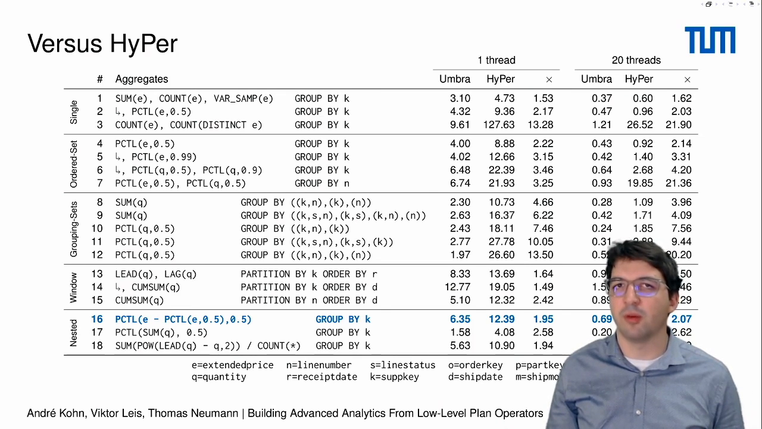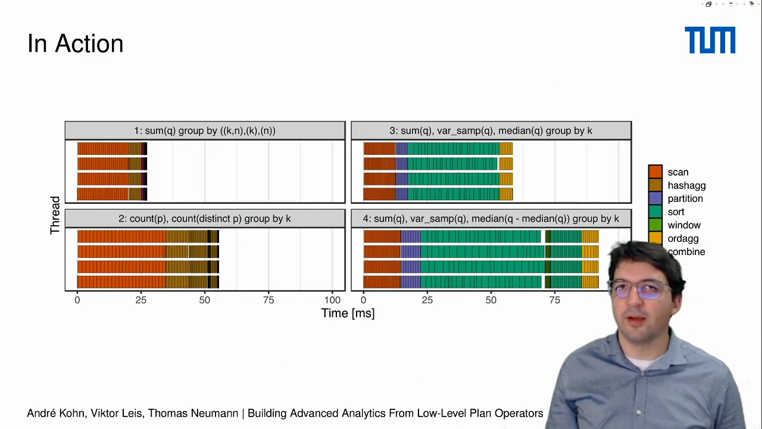In summary, we observe that Hyper has a very similar performance for single aggregates, but scales worse when more complex aggregates are composed. Please refer to the paper for a more detailed drill down into this table and an additional comparison to TPC-H queries. Let's now take a look at low-level plan operators in action. The following 4 plots show the execution traces of 4 different queries.